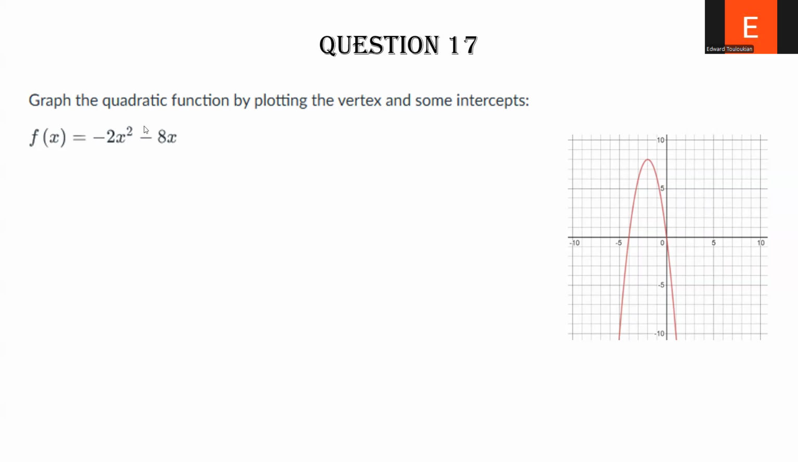All right, so for this question, they ask you to graph it, and then they give you like 5 or 6 different graphs to choose from. So this is the actual answer here. But let's go about talking about how they get that. So first, I want you to find the vertex and some intercepts.